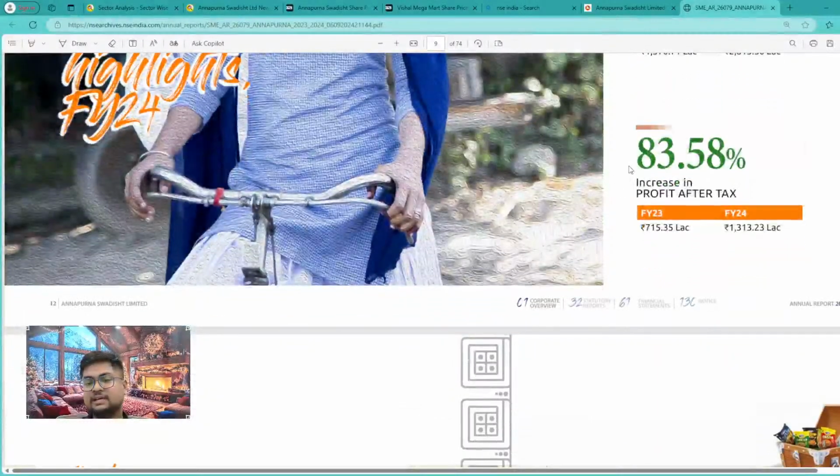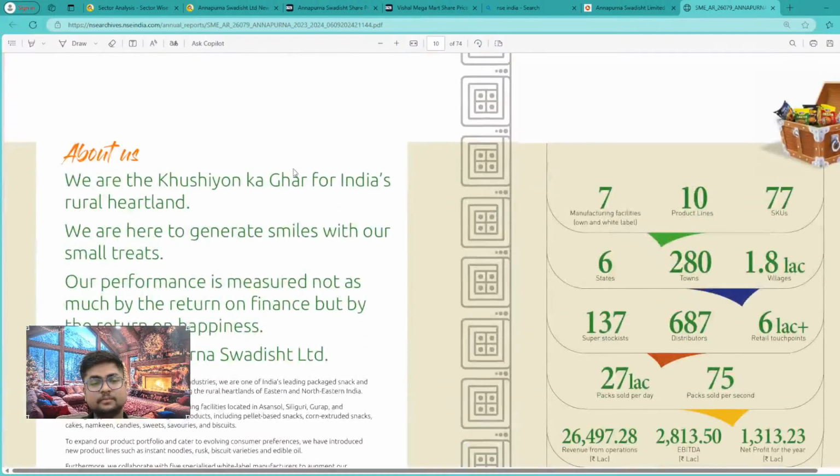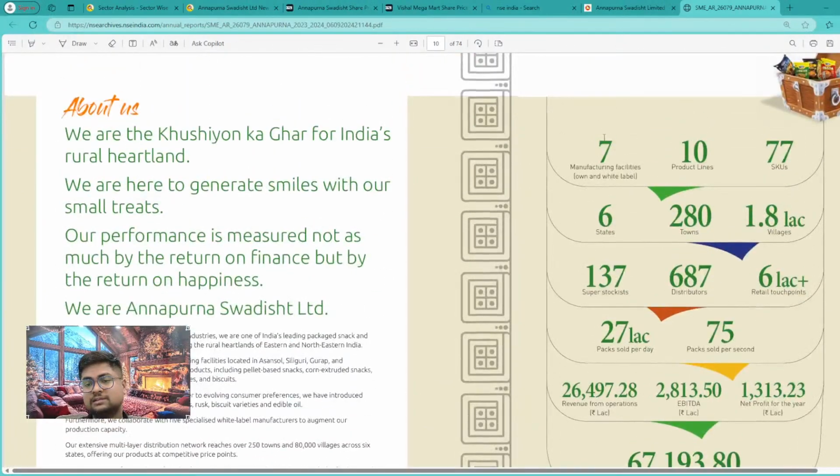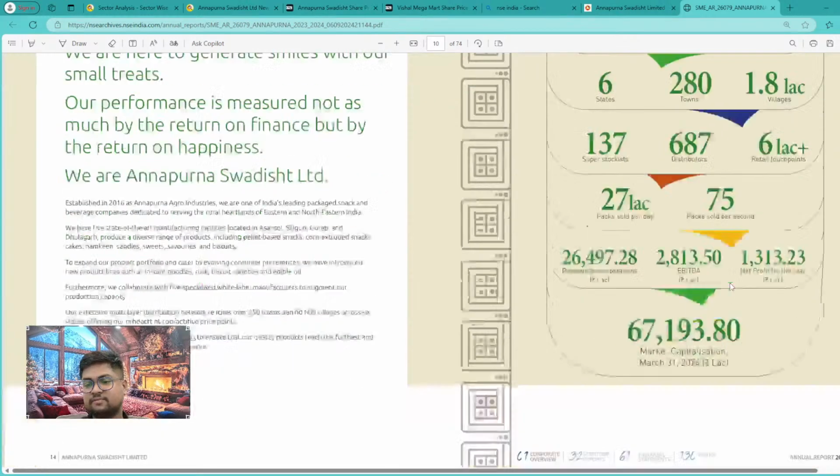If you look at profit after tax, it has increased by 83.58%. In financial year 2023 it was 715, and in financial year 2024, 1313 lakhs, right? It has a total of 7 manufacturing facilities, own and white label, 77 SKUs, 6 states, 280 towns, and 1.8 lakh villages as of now.